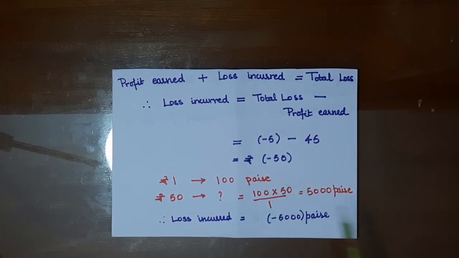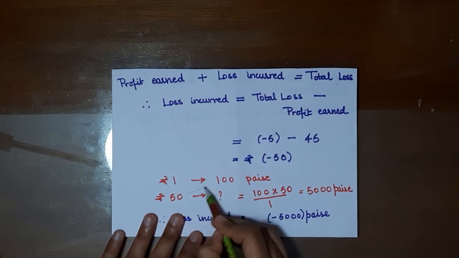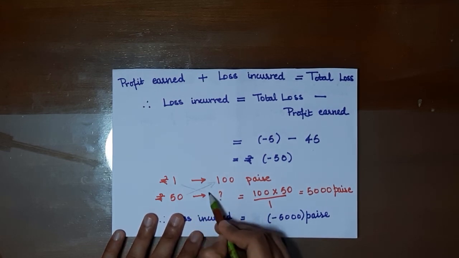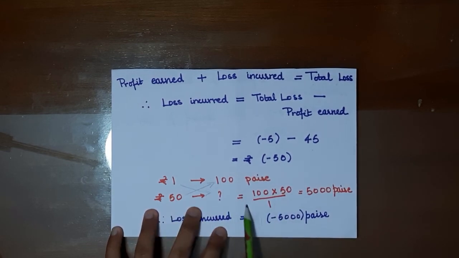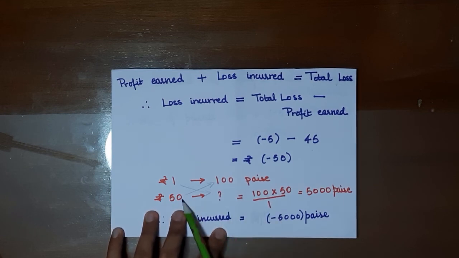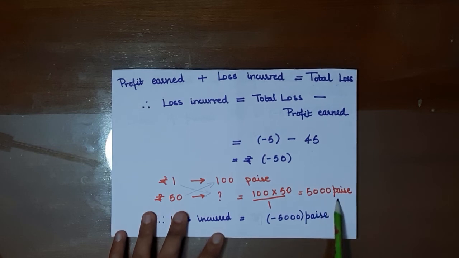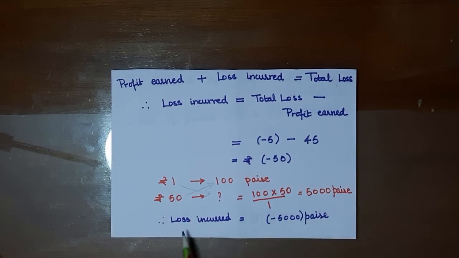Now let us convert rupees to paise. We know that 1 rupee is 100 paise. Then 50 rupees is 100 into 50 divided by 1. Cross multiplication. Which is equal to 100 into 50 divided by 1, which is equal to 5000 paise. Therefore, loss incurred is equal to minus 5000 paise.